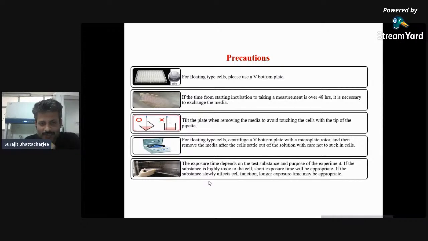And for floating types of cells, we need to centrifuge before removal of the media, so that the suspended cells can be pelleted down at the bottom and we can remove the media from the top. As we have discussed, exposure time depends on the test substances or the drugs which we have tested, and the purpose of the experiment. If the substance is highly toxic to the cell, then we need to expose them for a short period of time. Whereas if the substance slowly affects the cell function, then we need a longer exposure time. So that's why we need to carry out a standardization experiment.